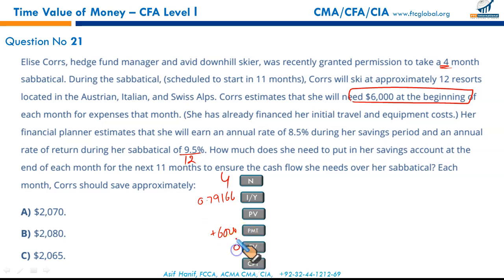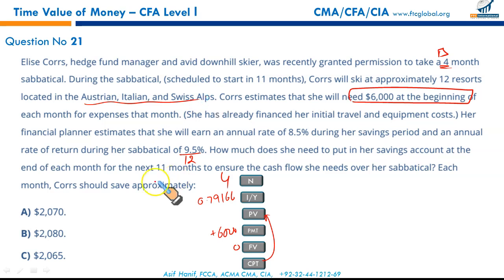Future value is 0. We need to compute what the present value should be at the end of the period when these 11 periods are over. Remember, she will need the first payment at the start of month 4, which means it's an annuity due question. Remember, this is an important point. It's an annuity due question because she needs money at the start of the 4 months period when she starts enjoying these lovely places in the European regions.